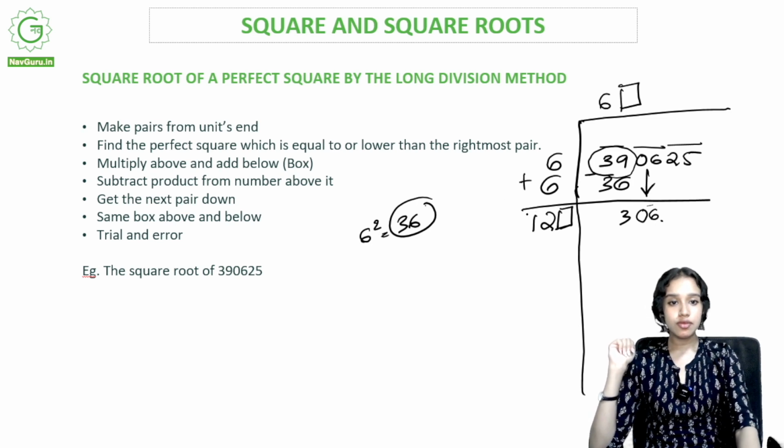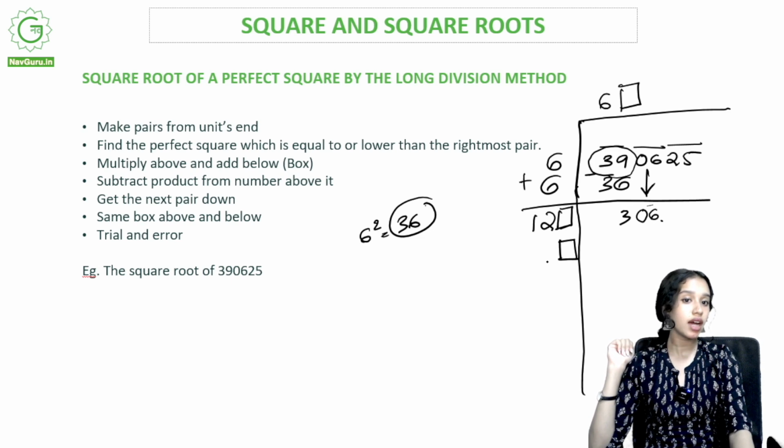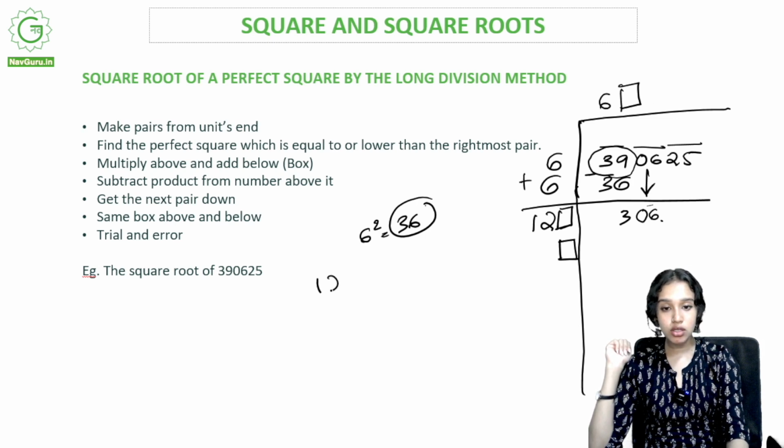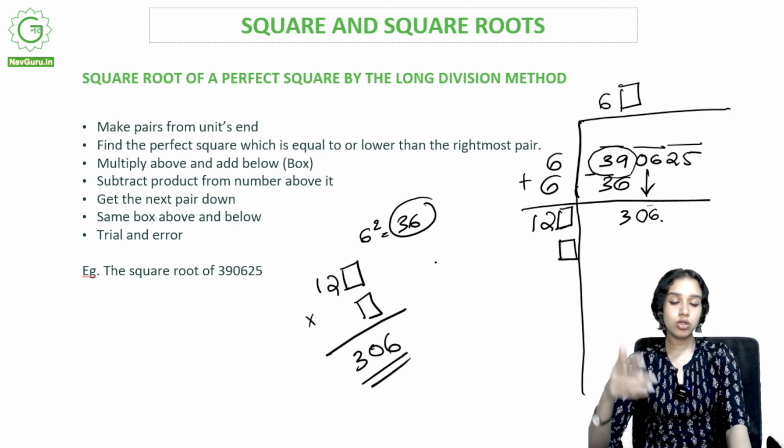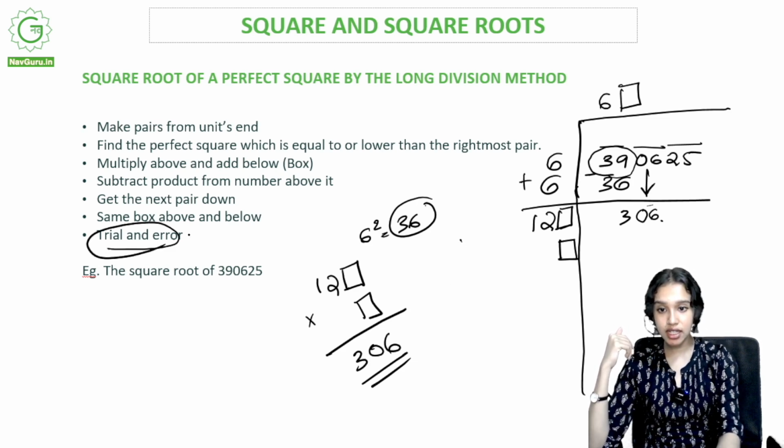Now, we should have a box here, right? So that we should find the quotient here. So now we know that 12 into some number multiplied by this same number gives us 306. So what could be the number? Let's see. We are using trial and error here.